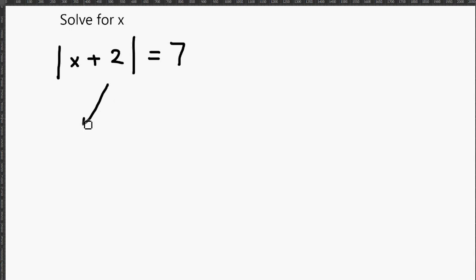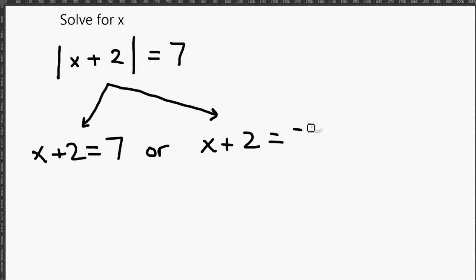So we have to split this equation up into two parts. And the two parts are x plus 2 equals 7, or, and there's an or between them, x plus 2 is equal to negative 7. And you do that every single time you have an equation like this. You split it up into two equations. One is equal to the positive number, and one is equal to the negative number. So the absolute value of x plus 2 equals 7 splits up into x plus 2 equals 7, or x plus 2 equals negative 7.